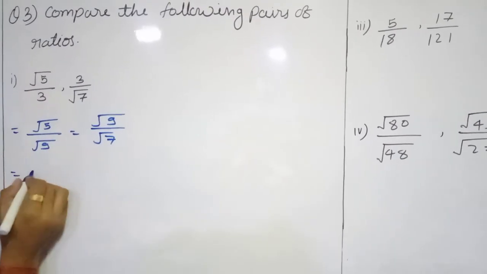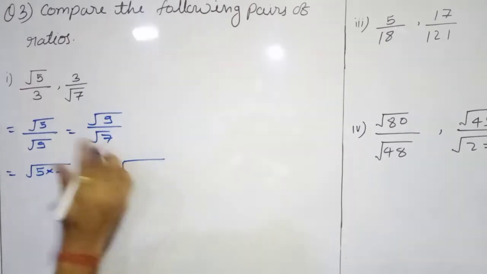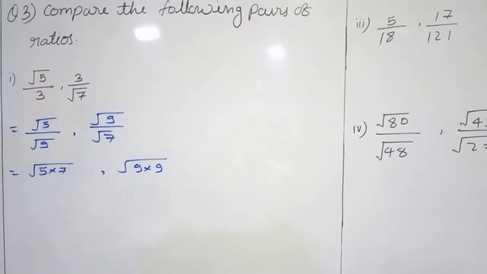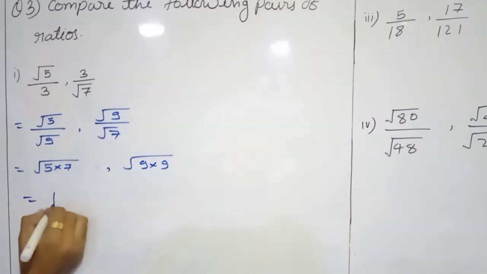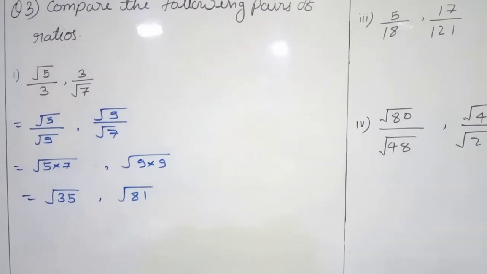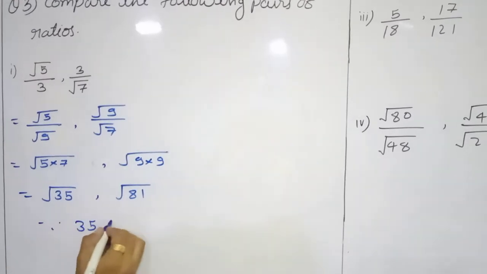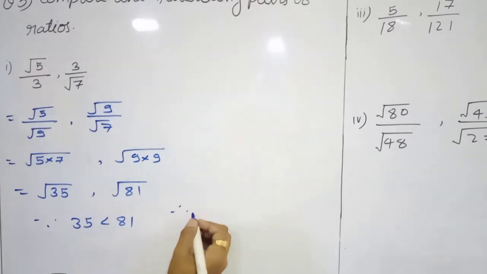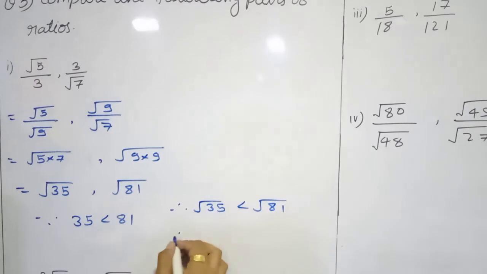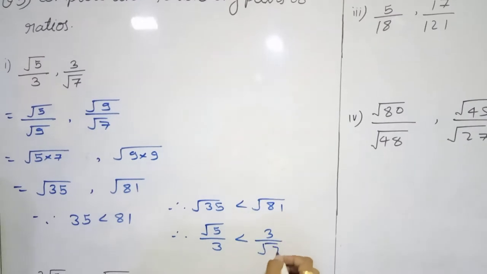Now do the cross multiplication. So root 5 into 7, and put a comma over here, and root 9 into 9, which means both should be multiplied within the root. It will become root 35 and root 81. So which one is greater? Let's see. Because 35 is smaller than 81, therefore root 35 is smaller than root 81. Therefore root 5 upon 3 is smaller than 3 upon root 7.